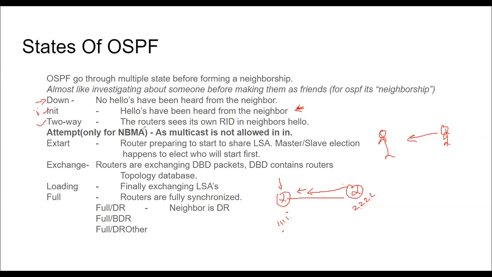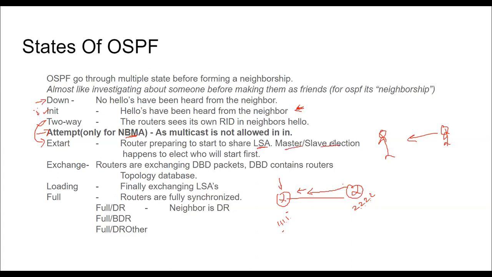Attempt will be there only in NBMA, where multicast is not allowed. So they will attempt to form a neighborship without sending any multicast traffic. This state you will see only in NBMA. It is not normal, so while telling the interviewer, you can skip it. You can directly go to Exstart. So Exstart is where your router prepares to exchange LSAs, and the master slave election happens here.